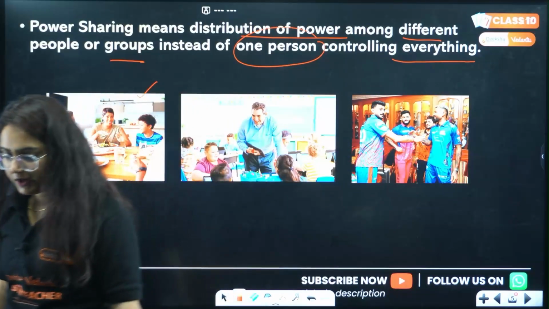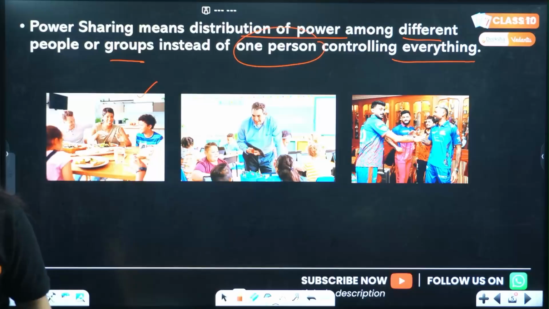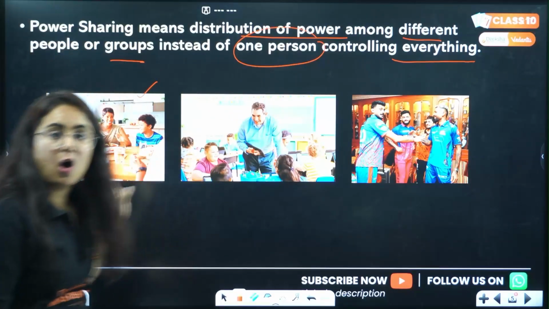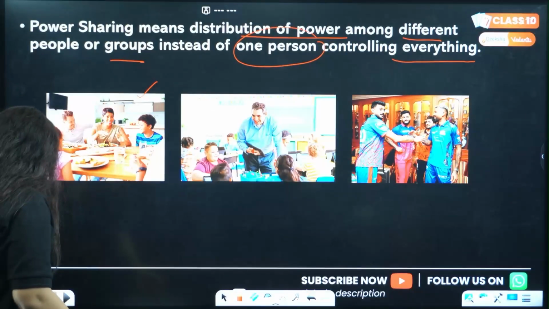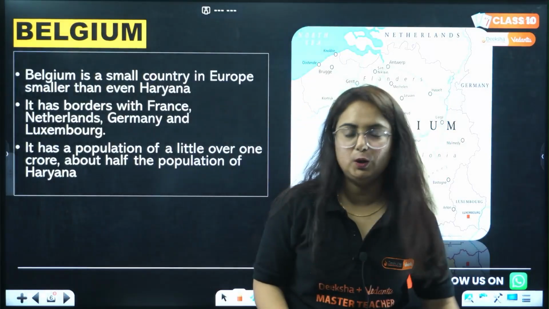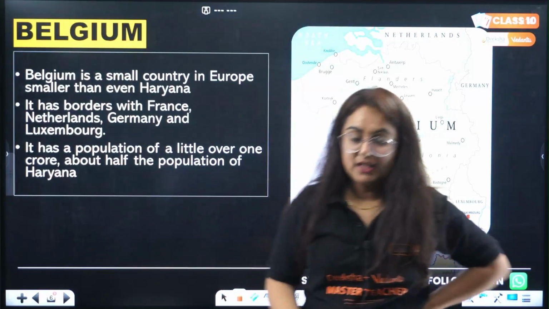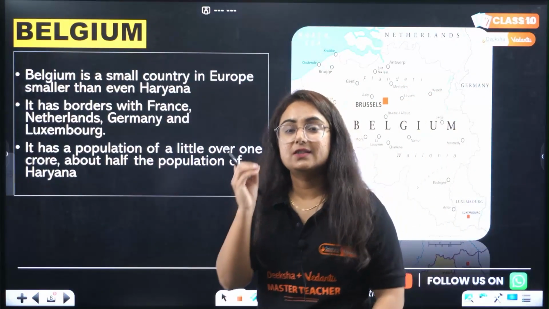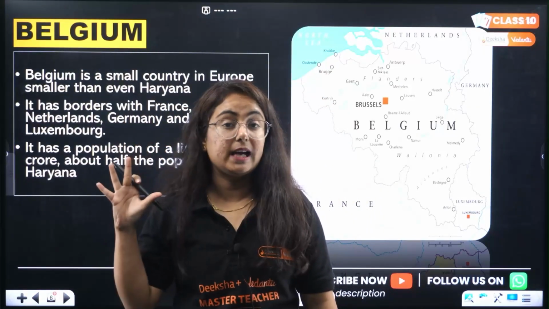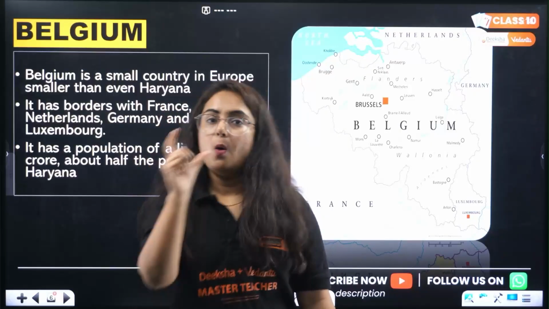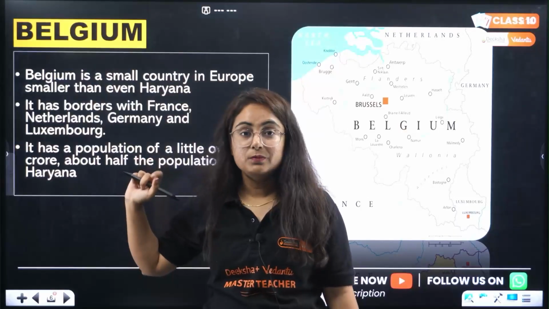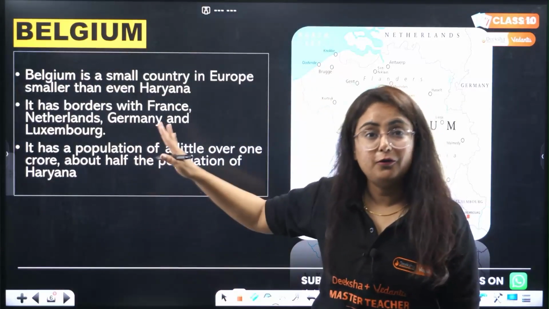Get it? Okay, take it light. We are going for it. So power sharing means what? Distribution of powers. Let's proceed. And you might be thinking, ma'am, is it going to be so difficult? No. Nope. Okay, power sharing is very nicely explained to us with the help of two cases. One is Belgium and the other one is Sri Lanka. We are going to start with the help of Belgium.